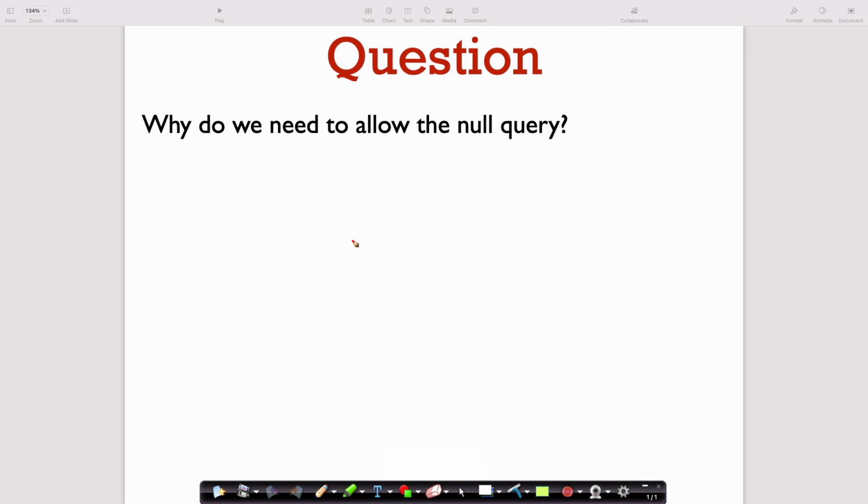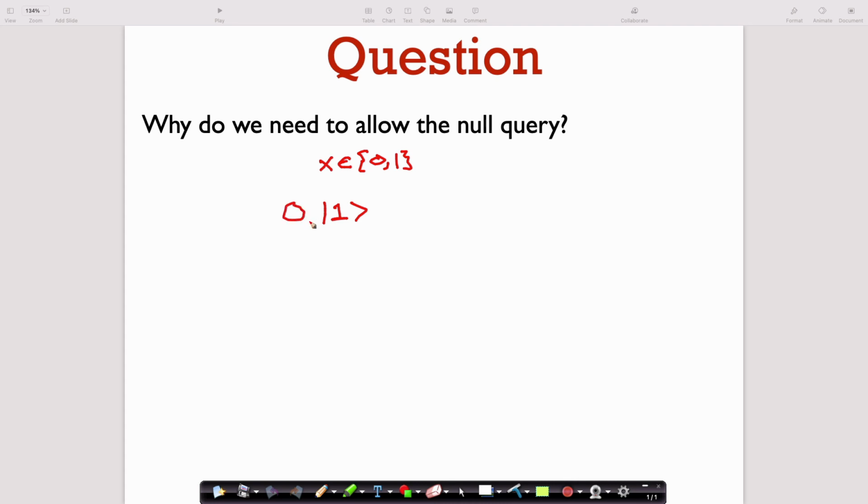So to see why we need a null query at all, let's just think about the case where our input is just 1 bit. So X is just 1 bit, either 0 or 1. Suppose that we didn't have a null query. Then our register could only hold the value 1, right? Because X only has 1 bit.